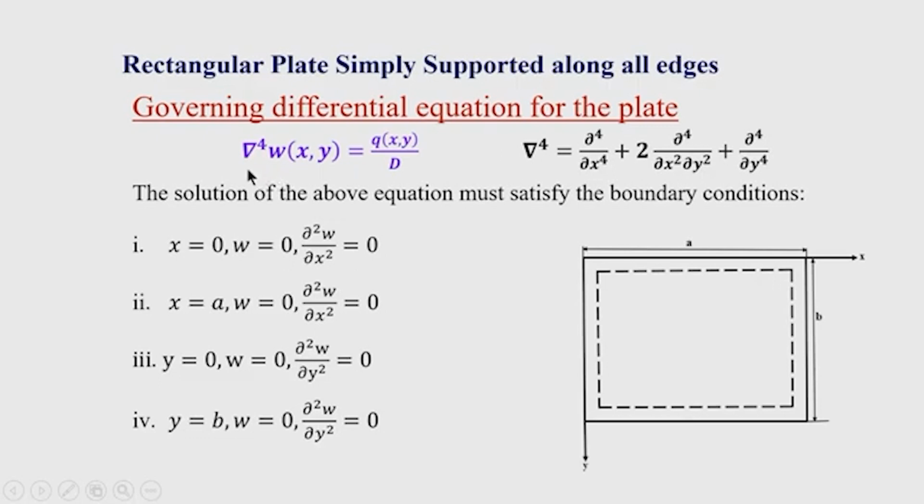The governing differential equation for the plate is given as del 4 W equals Q by D, where D is the flexural rigidity of the plate. If the thickness of the plate is uniform, we can assume that D is a constant and it is given as E h cube divided by 12 (1 minus mu square), where h is the thickness of the plate, E is the modulus of elasticity of the plate material, and mu is the Poisson ratio.